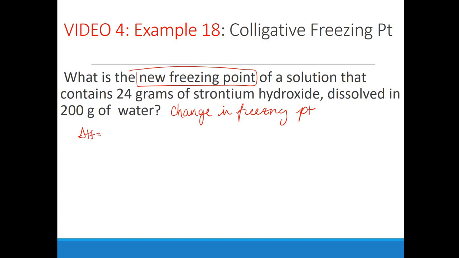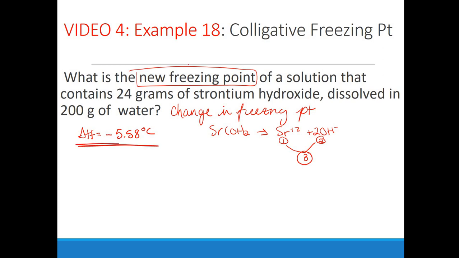So when you calculated this out, you should have gotten a change of negative 5.58 degrees Celsius. Okay, so your i, just in case you didn't get that, for strontium hydroxide, you should have gotten the i as 3, because we get 1 Sr and 2 OHs, so we get a total of 3 ions. So if you didn't get negative 5.58, that might be the reason. So this is our change in our freezing point.